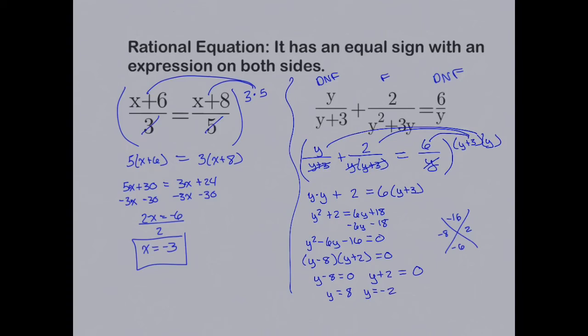So we need to double check here and make sure that those are not from our critical or restricted values. So we look at our original denominators, and we had a denominator of y, so y cannot equal 0, or a factor of y. And then we had an original factor of y plus 3. So y plus 3 cannot equal 0, which means y cannot equal negative 3. Neither one of those are our answers, so there's our solution right there.